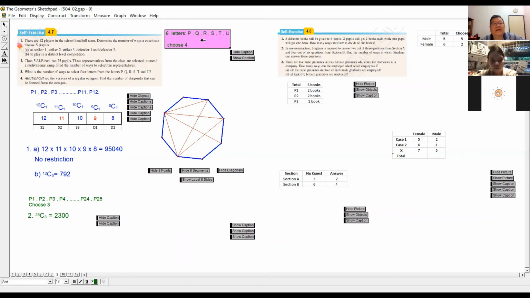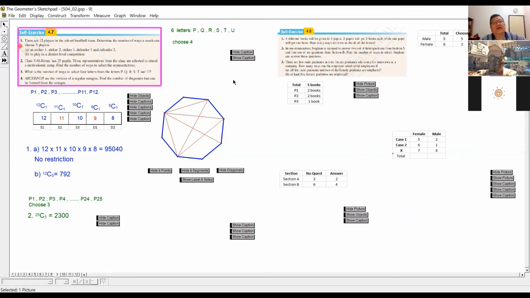So now we have this question here. Question number 3. What are the number of ways to select 4 letters from the letters P, Q, R, S, T, U? This one also is very simple. What's the answer?